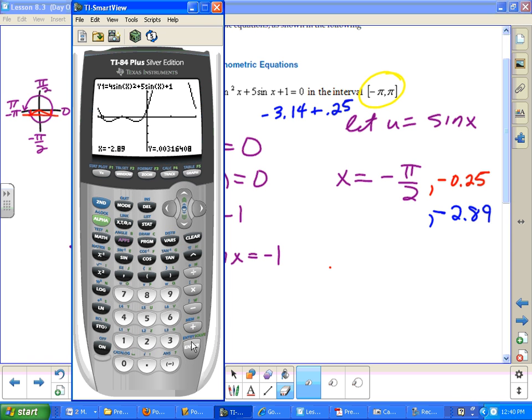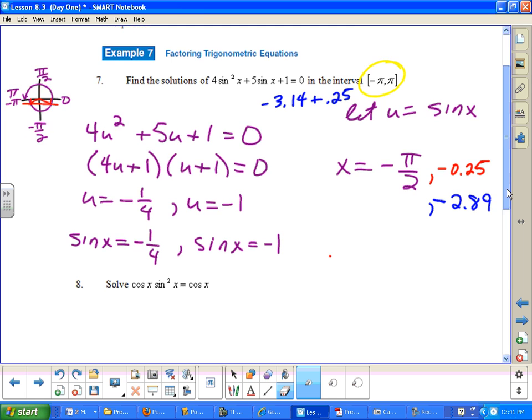And hopefully you would, because if you put in negative 1.57, you better know that that's pi over 2. Okay, that 1.57 is pi over 2. Has been, always will be.